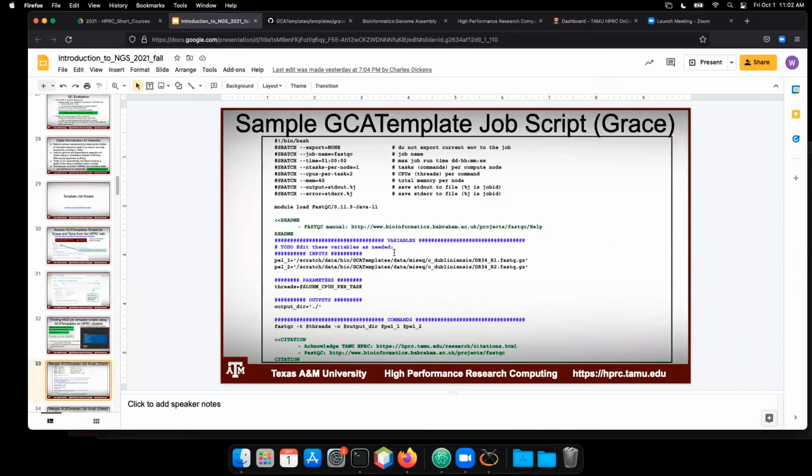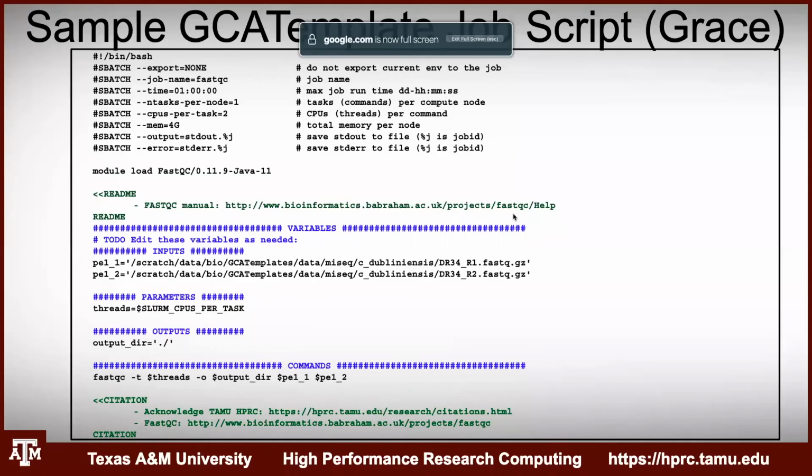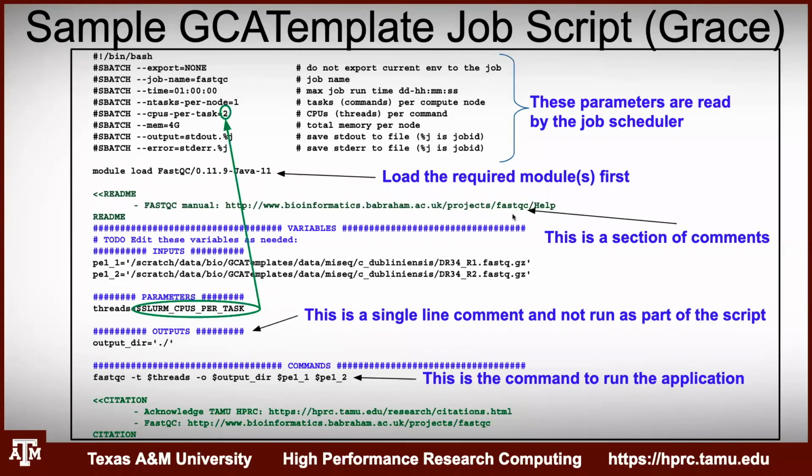So this is what, again, that file looks like. All right, so this top portion here, these are all the parameters that are read by the job scheduler. So right here, we're saying, do not export the current environment to the job. Right here, this is the job name. So you can change this to whatever you think is meaningful.